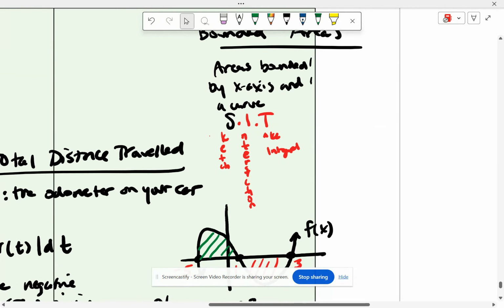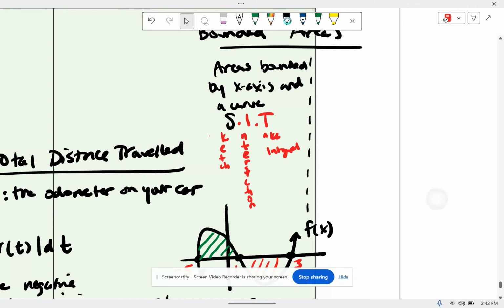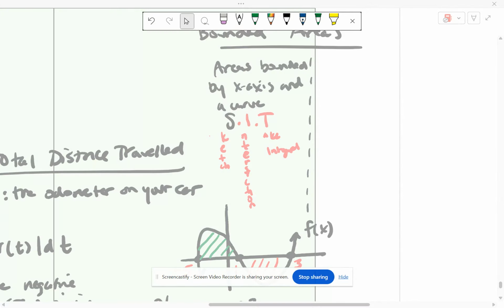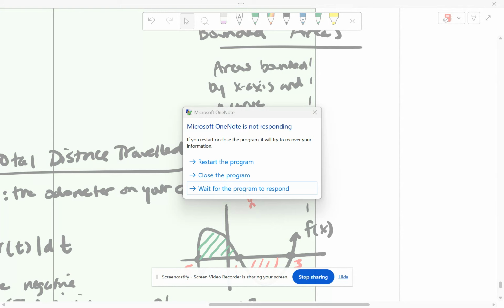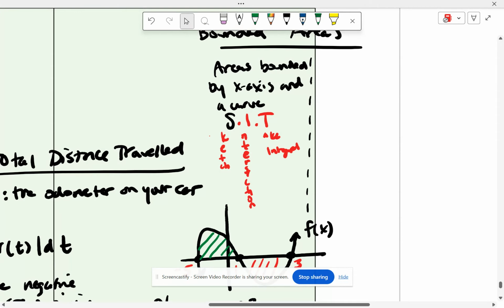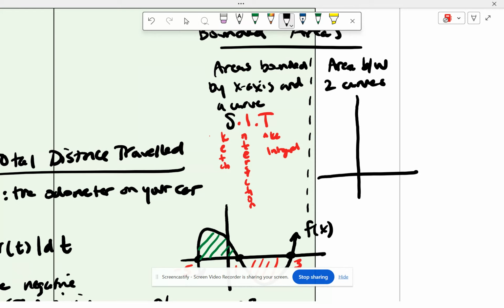What's the other type of bounded area problem we could have? We can have an area between two curves. Area between two curves. So step 1 is going to be the same as the other one. We're going to sketch. Let's say this guy is g of x and this guy is f of x. We sketch. We find the points of intersection.